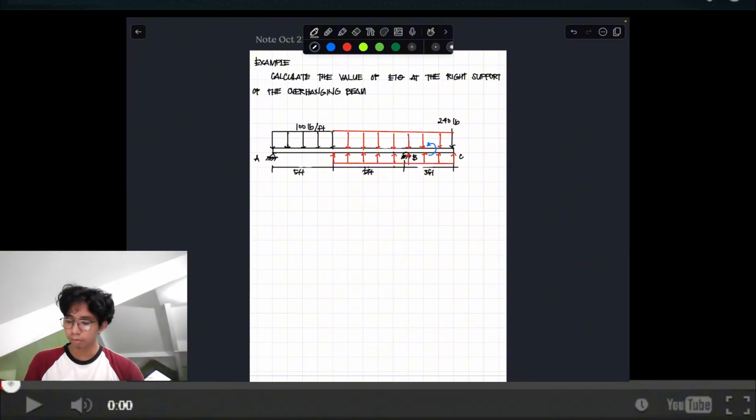So bakit nga ba natin ginawa to? Pero kapag ang distributed load natin ay nasa point of moment, hindi na natin siya need i-extend. So, lagi natin tandaan, kapag wala sa point of moment ang ating distributed load, need natin ito extend hanggang sa point of moment natin. Okay?